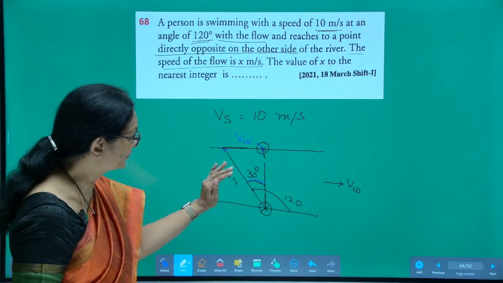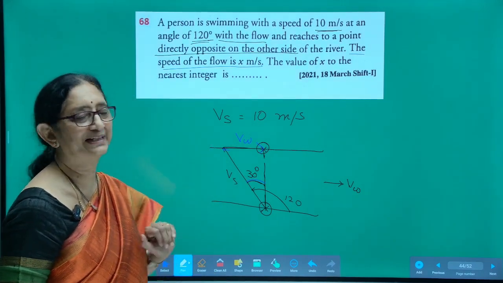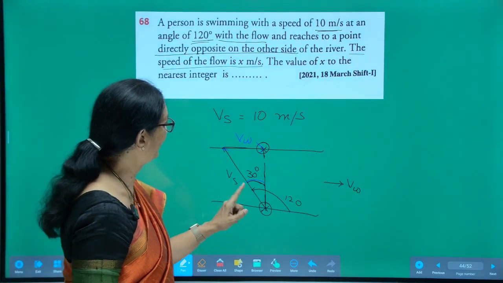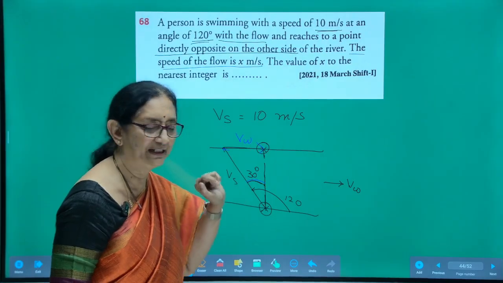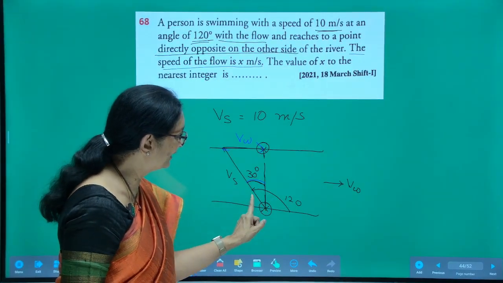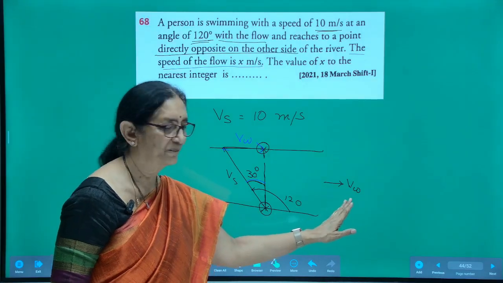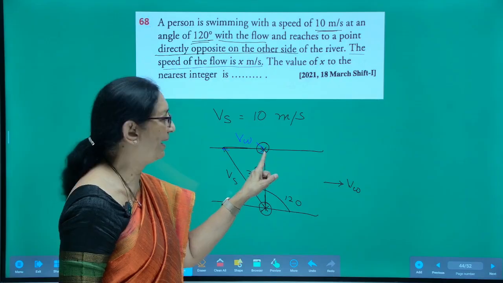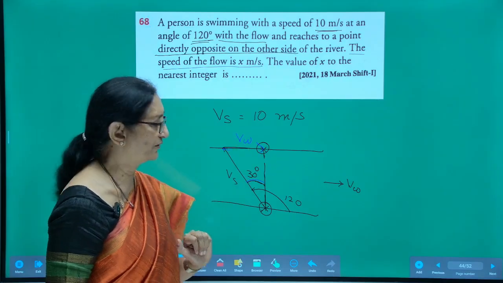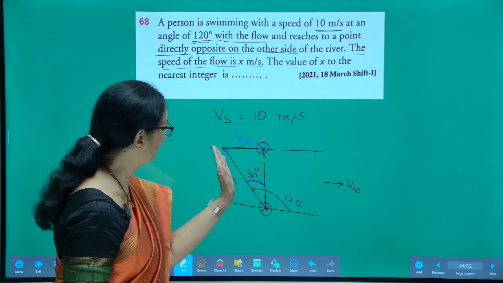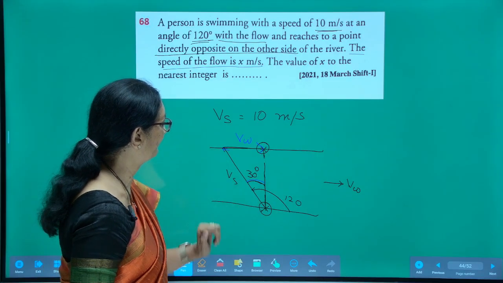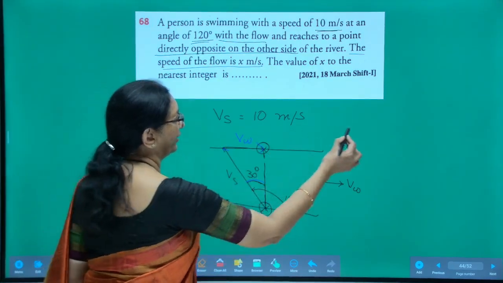So I am just explaining you what is given in the problem. See here, a person is swimming with a speed of 10 meter per second at an angle 120 degrees with the flow, and he reaches exactly the opposite bank. What is the velocity of water? So he is moving in this direction, making an angle 30 with the normal of the flow, and this is the water velocity.